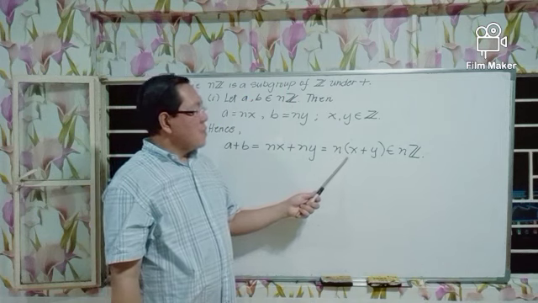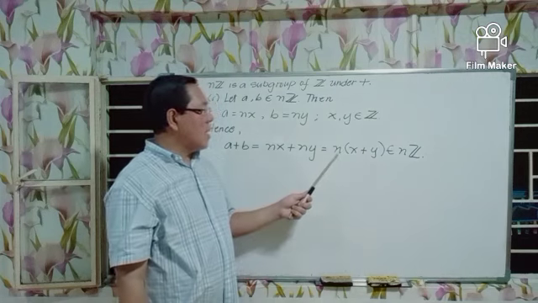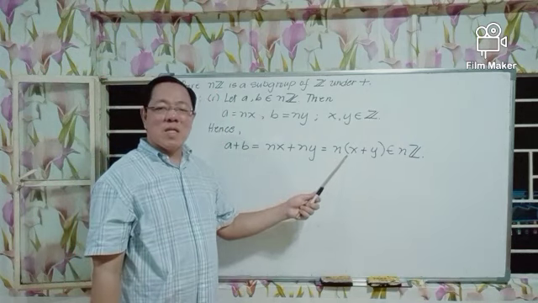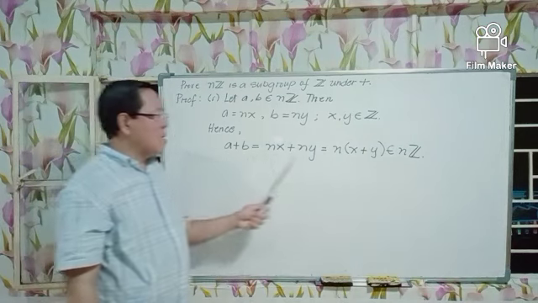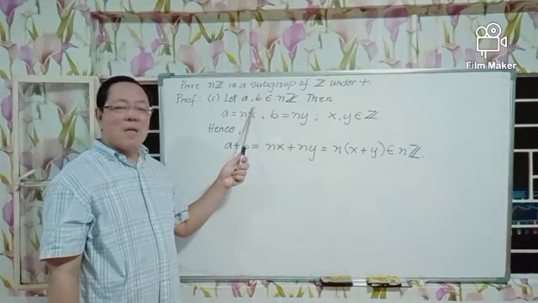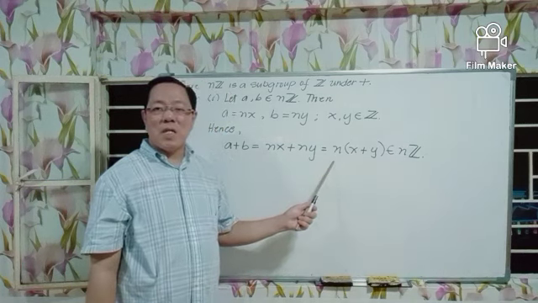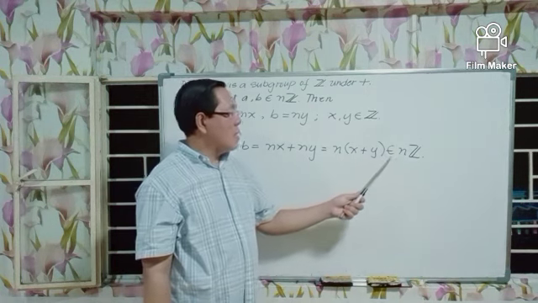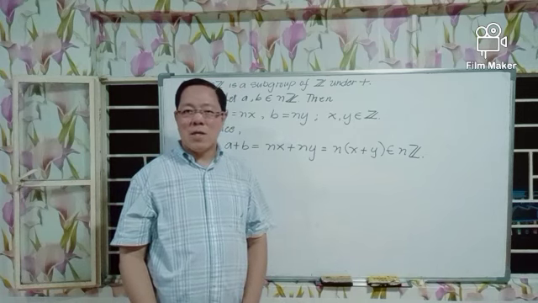Because we have shown that this is a product of the integer n and an integer element of Z. But this n times the quantity x plus y is equal to a plus b, and we have just shown that a plus b is an element of nZ. That is, if you take any two arbitrary elements a and b of nZ, the sum a plus b, which can be written as the product of the integer n and an integer element of Z, is also an element of nZ. Thus, we conclude that nZ is closed under addition.